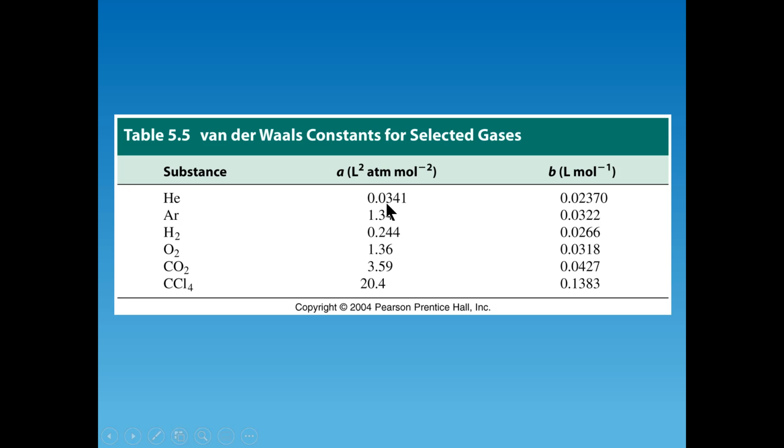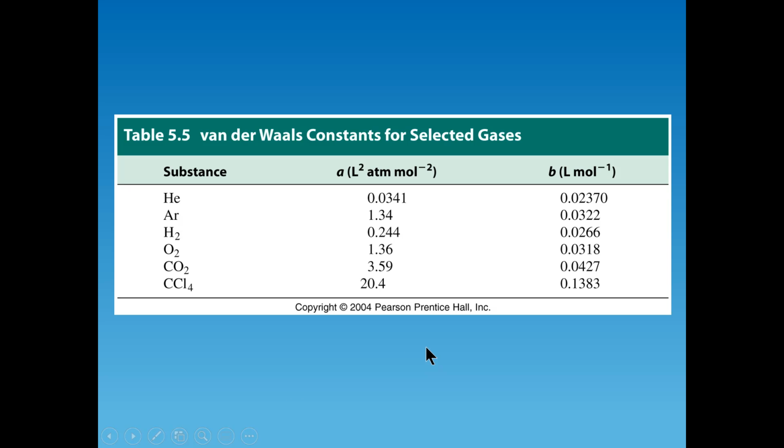You have different values of a and b for different gases. So helium has this value for a and that value for b. Argon has those values, and so on and so forth. All right? So that basically shows you the relationship as far as the van der Waals equation is concerned, which is applied to real gases.